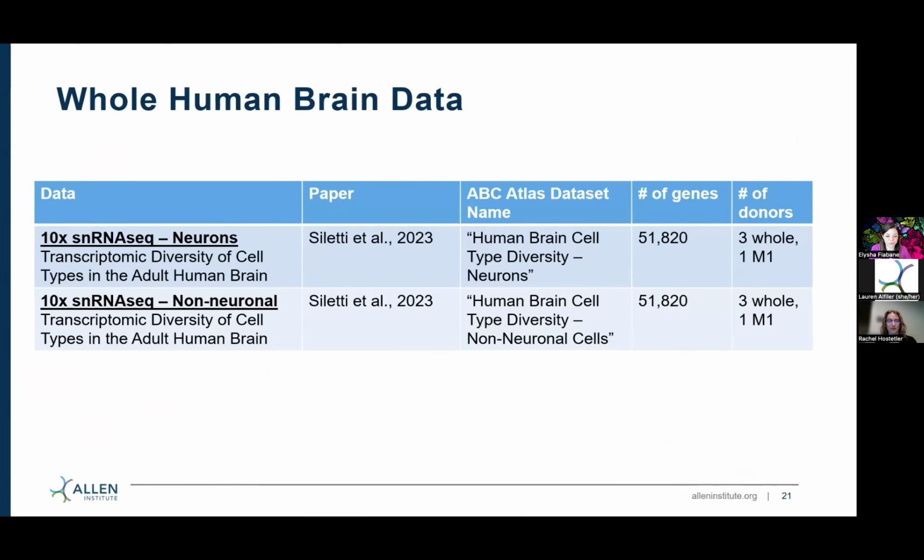So in the ABC Atlas, this whole human brain is split between neuronal data and non-neuronal data. And both of these data sets came from 3 whole human brains from 3 donors, and also primary motor cortex from a 4th donor. There were over 50,000 genes profiled in both of these. And if you have any more questions, or if you want to read more about the techniques or more details about this, the paper is published. You can find that information. But all the data from that paper is in the ABC Atlas.